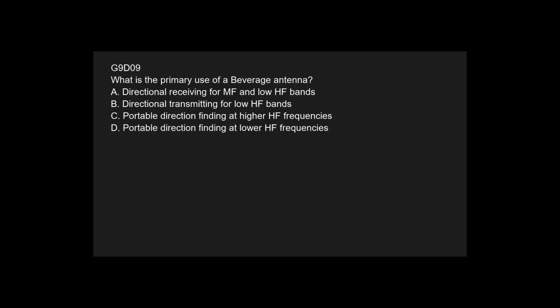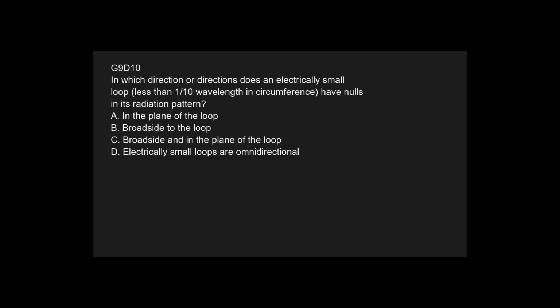Question: What is the primary use of a beverage antenna? The correct answer is A. Directional receiving for MF and low HF bands. Question: In which direction or directions does an electrically small loop, less than 1/10 wavelength in circumference, have nulls in its radiation pattern? The correct answer is B. Broadside to the loop.